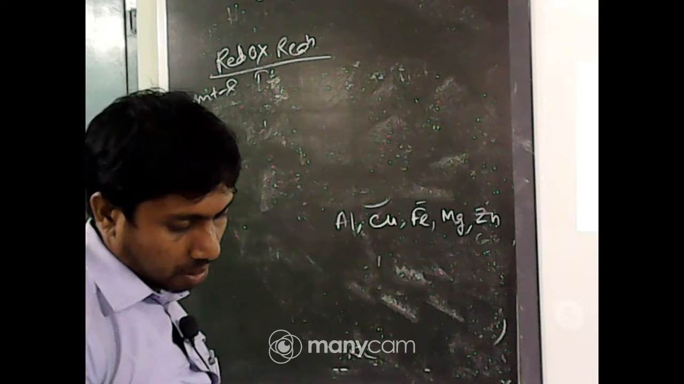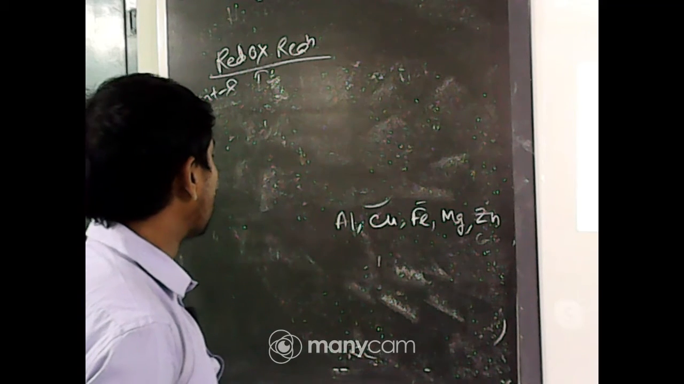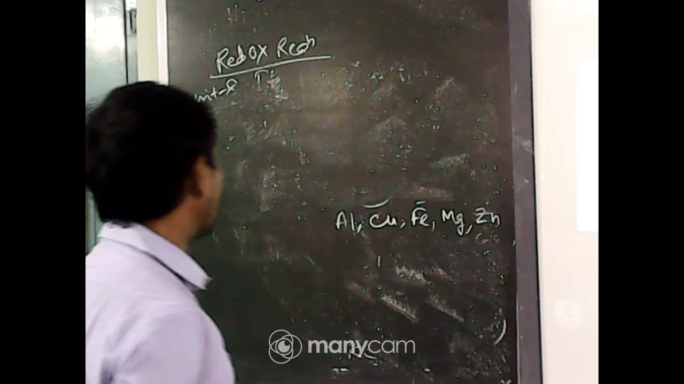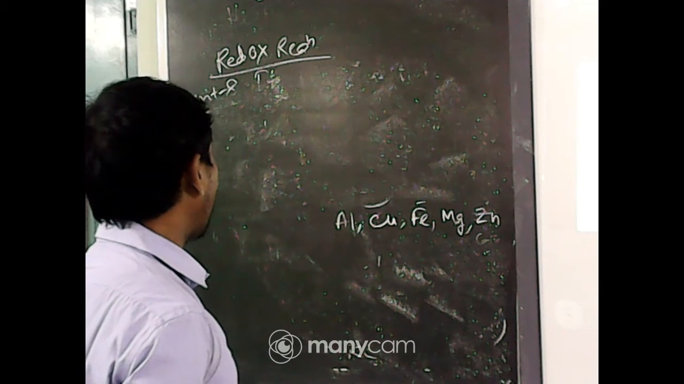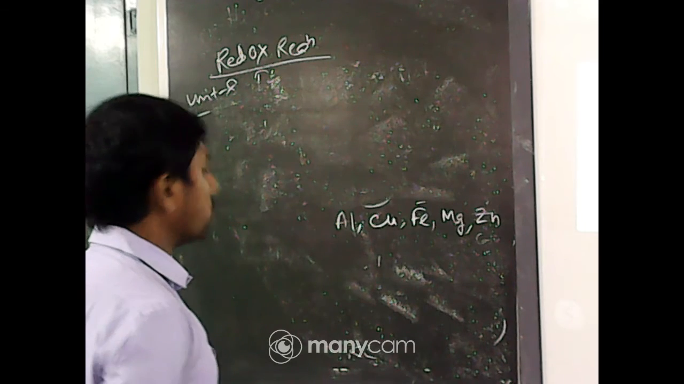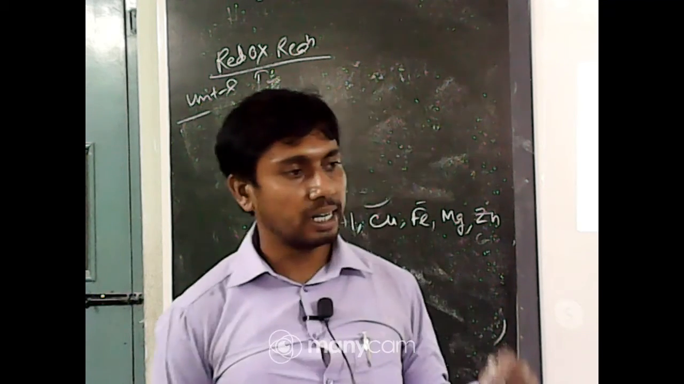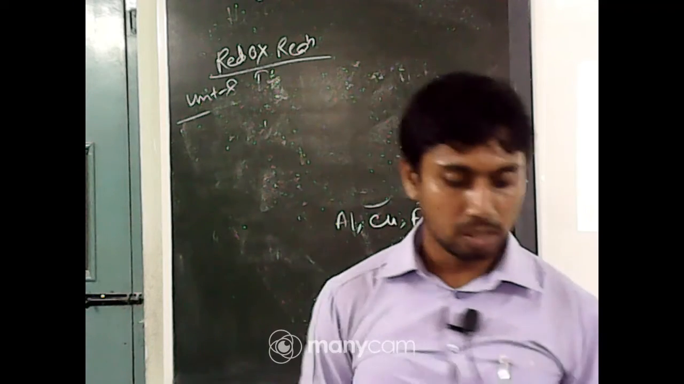Which one is most reactive out of these? The arrangement will be magnesium, then zinc, then aluminium, then iron and then copper. So, using the electrochemical series we can predict which one can displace the others.